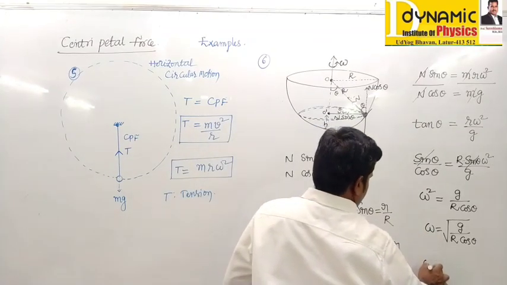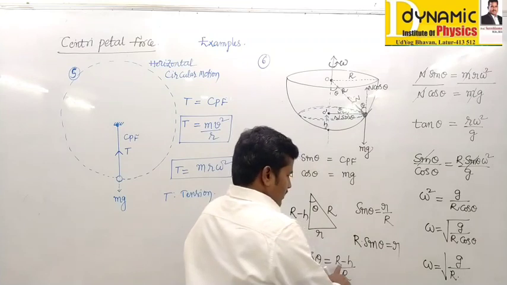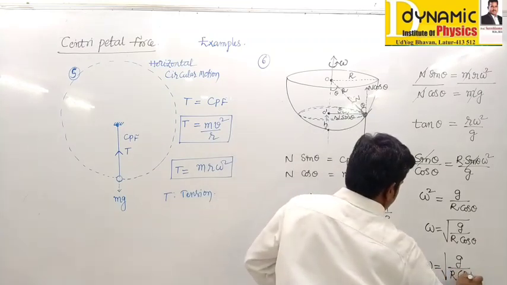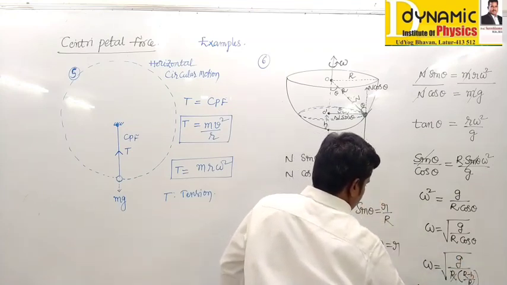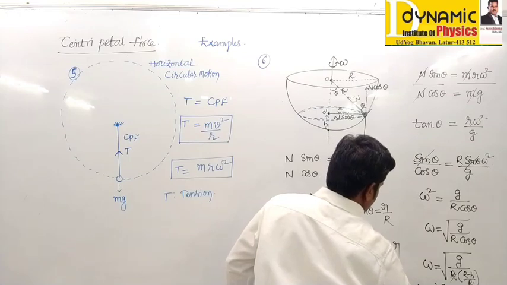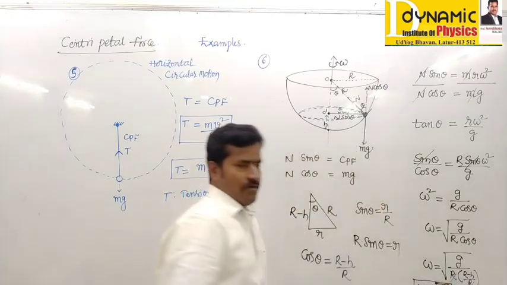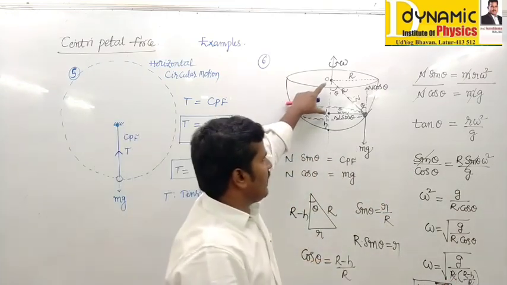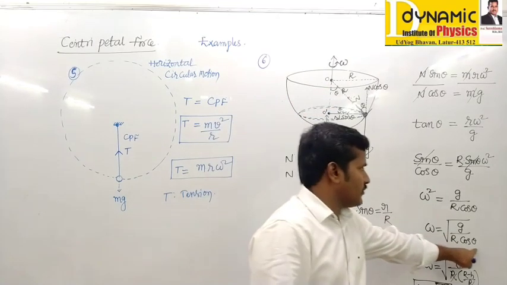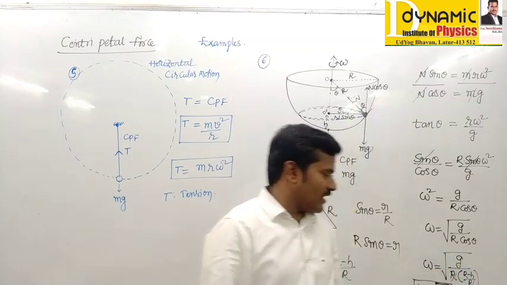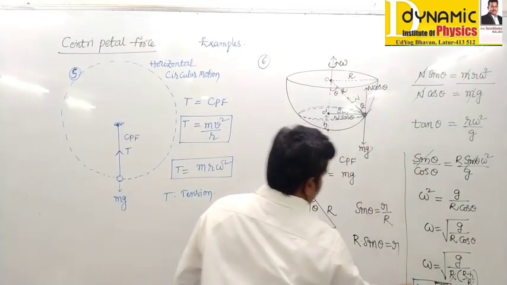Then this value is used here. So omega equals the square root of g upon r into cos theta, that is r minus h upon r. Here the r value is cancelled. Omega is written as the square root of g upon r minus h. This is the omega value. This value is put at the cos theta position, then g upon r minus h gives the angular velocity omega.